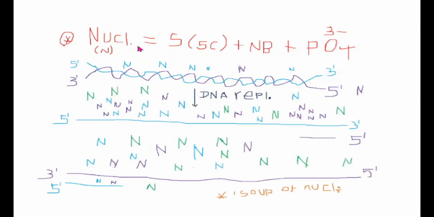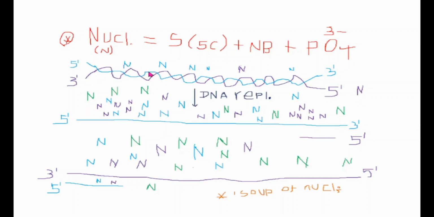Here is a nucleotide. A nucleotide is made up of three components: sugar, that is a 5-carbon sugar, a nitrogenous base, and a phosphate. This is the DNA structure, the double helix structure, 5' end to 3' end. In this case, from this direction, 5' to 3' end.